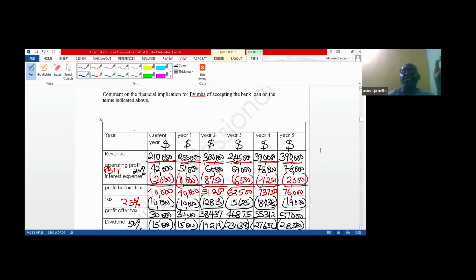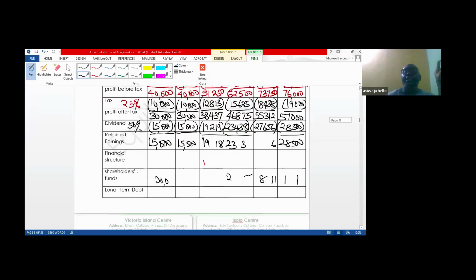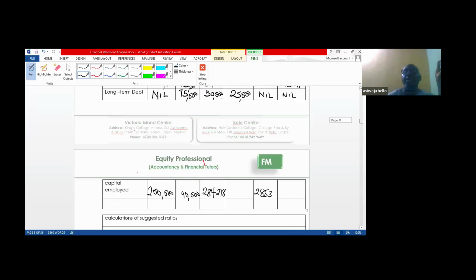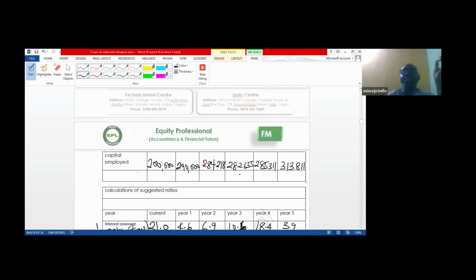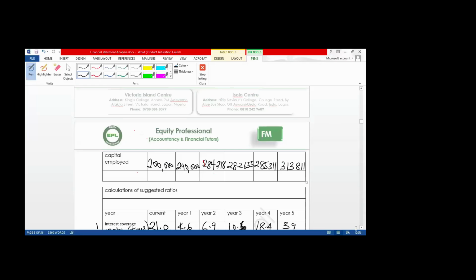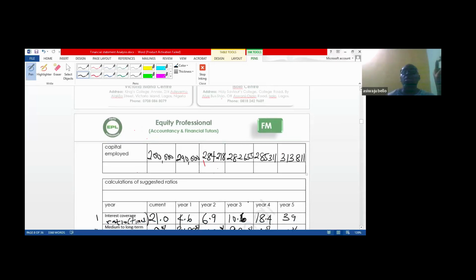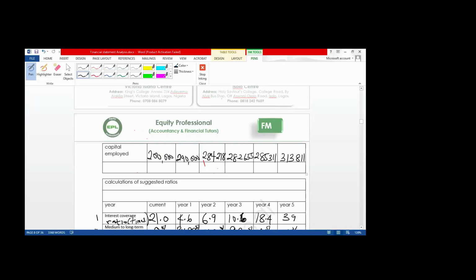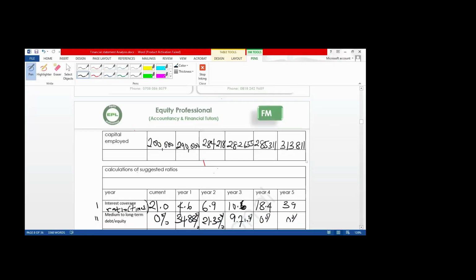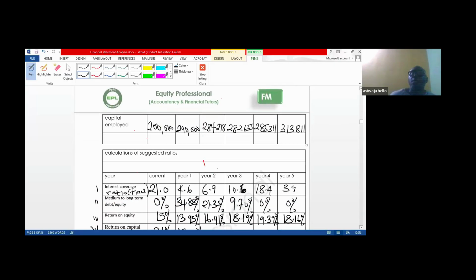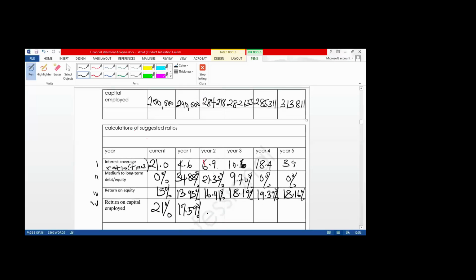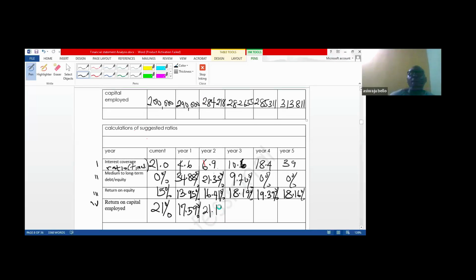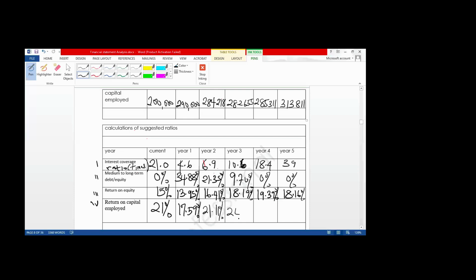Year 3: 69,000 divided by 282,655. That is 24.41%. Here we have 21.11, 24.41.